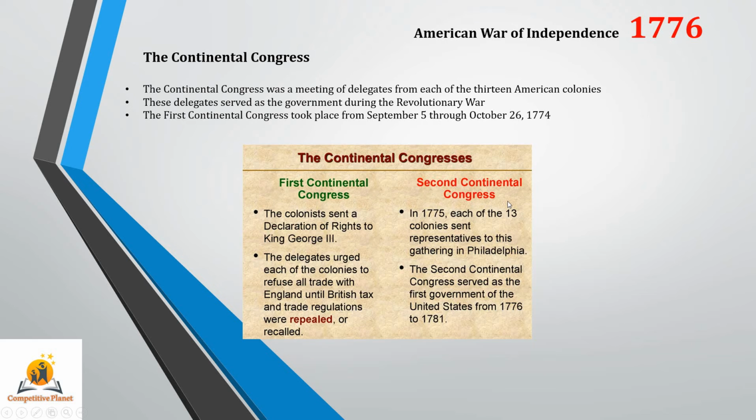And also the second Continental Congress was held in the year 1775. This was also held in Philadelphia.